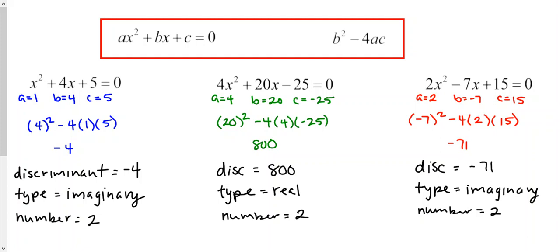Now the only example we didn't find is if the discriminant, that actual number, was 0. Remember, if you get 0, that is a real solution, but it will only give you one solution.